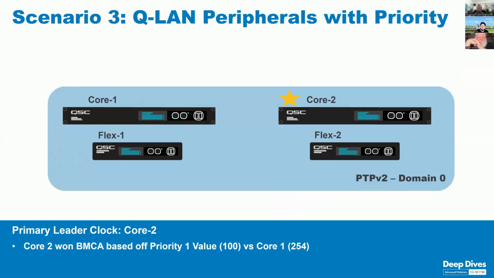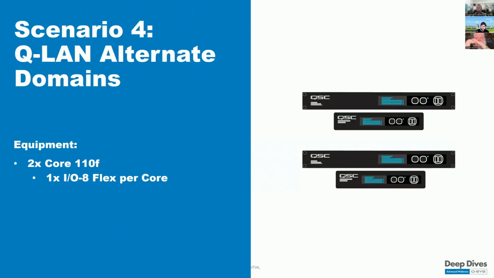Okay. All right. So in this case, we set a priority for our core number two. And if we run BMCA again, we're going to see that core 2 will actually win the selection because we dropped our priority 1 and priority 2 values in the PTP version 2 space. But keep in mind that these two cores are still in that domain of 0 in the PTP version 2 space. With that, let's go ahead and talk about another scenario.